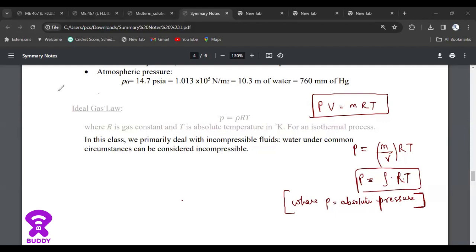Now, moving on to the next, and one more thing, T must be in absolute temperature in Kelvin. Suppose temperature is given as 15 degrees centigrade. You have to convert into Kelvin. 15 plus 273, that is 288 Kelvin. Right? So that is the one thing.